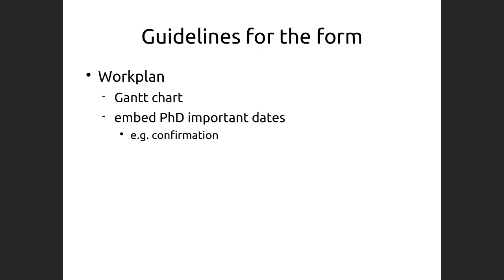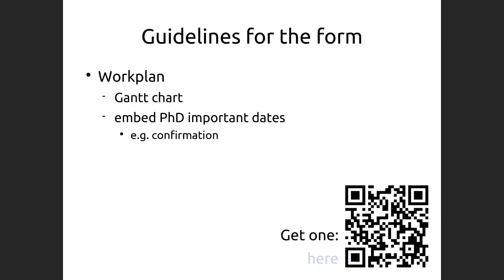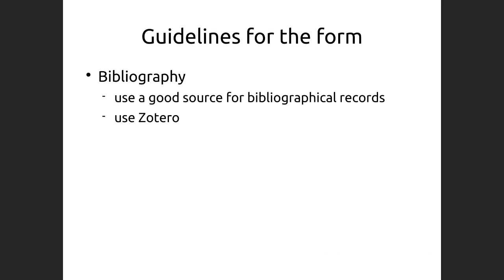Yep, you need a work plan, various ways to do this. Gantt chart's one of them, but also put important PhD dates in. So the date when you think you're going to do your confirmation and the date you think you'll do your viva. Nobody will hold you to this, but we want to see that you've got a plan to completion. Yep, e.g. confirmation. And here's a handy thing that Thanasis put in where you can get one here. Bibliography, he suggests Zotero, use a good source of bibliographical records. There are so many ways now of doing this.